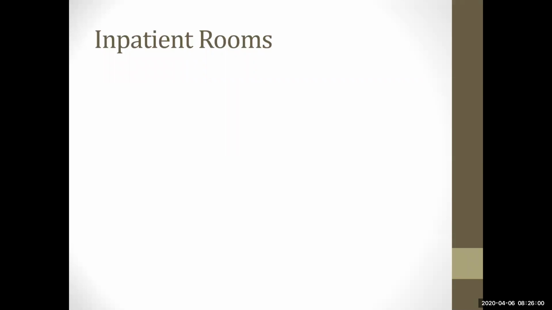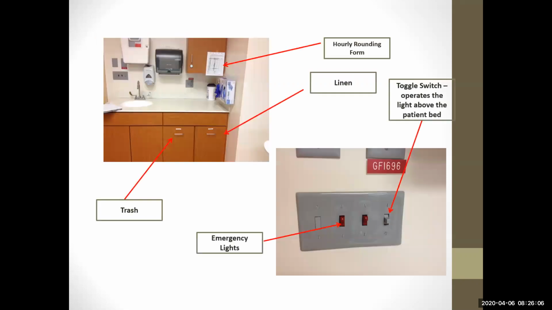So let's talk about inpatient rooms. Inpatient rooms are in some ways similar to the emergency department, so we'll cover features of both. Both types of rooms have a trash receptacle and a linen bin, as seen here, and a supply cabinet. This paper you see here taped on the cabinet is an hourly rounding form. Sometimes it's by the door, and that is really just a communication method that staff on that unit use to make sure that that patient has in fact been checked on every hour.